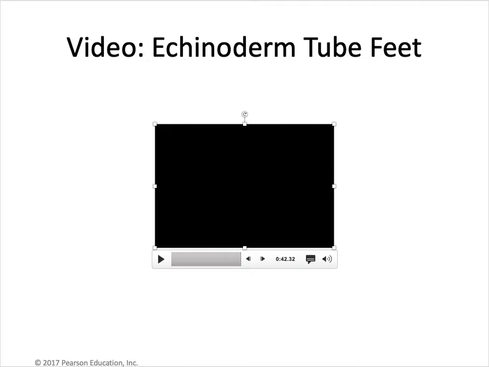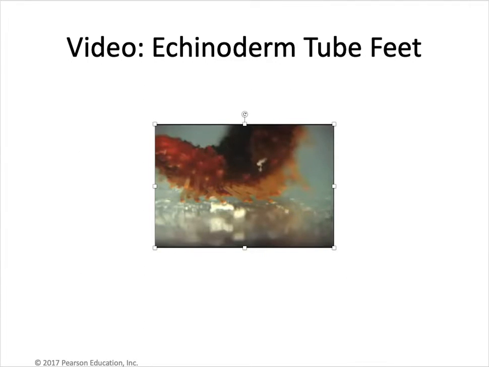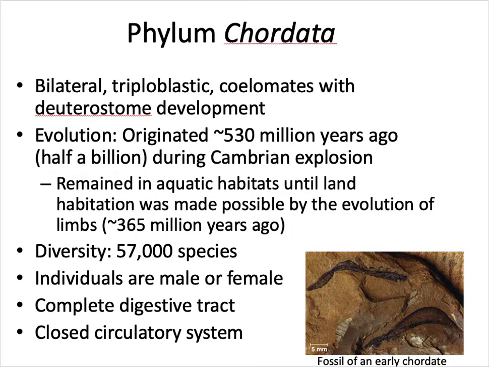All right, so now we're going to move on to the phylum Chordata. The chordates are bilateral triploblasts with deuterostome development, and they are also coelomates. So they have a body cavity fully lined by mesoderm tissue.